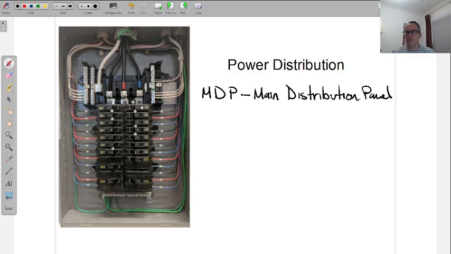A main distribution panel. Sometimes it's called an MSP, main service panel, but I've always used the term distribution. I've always seen it on blueprints as MDP. So your main distribution panel is the one that's going to receive the electricity from the electrical company, connected to utility.